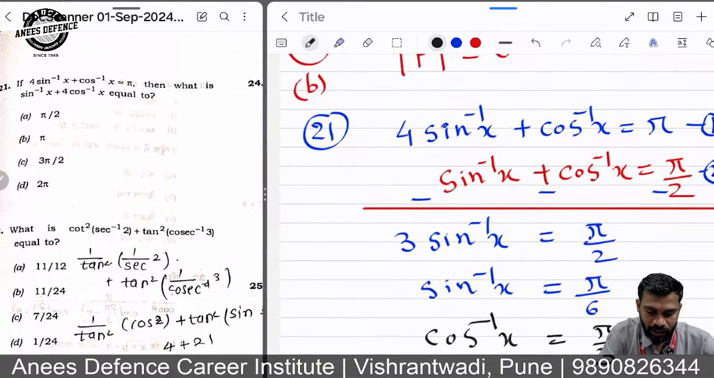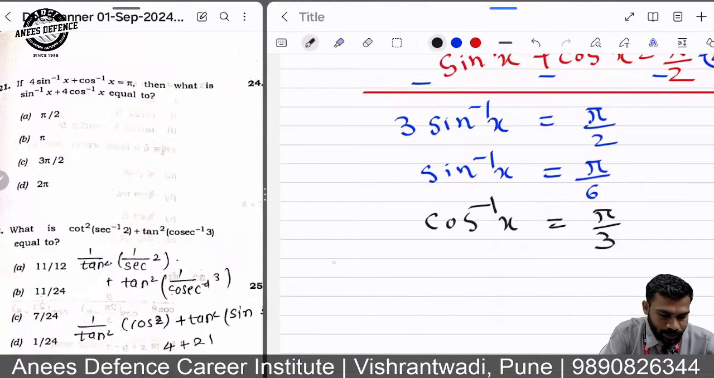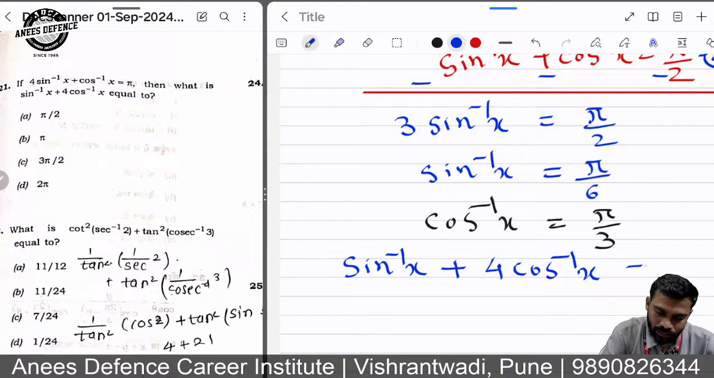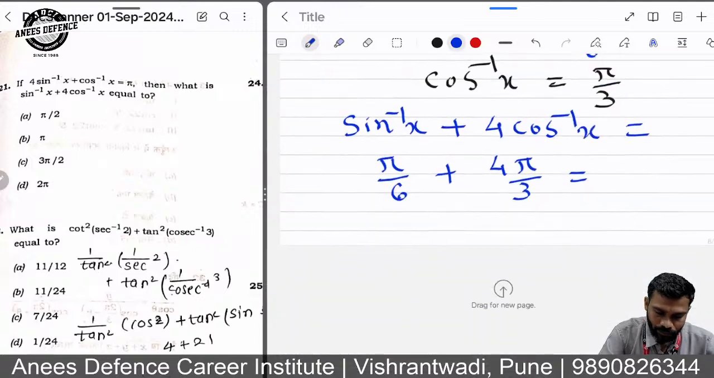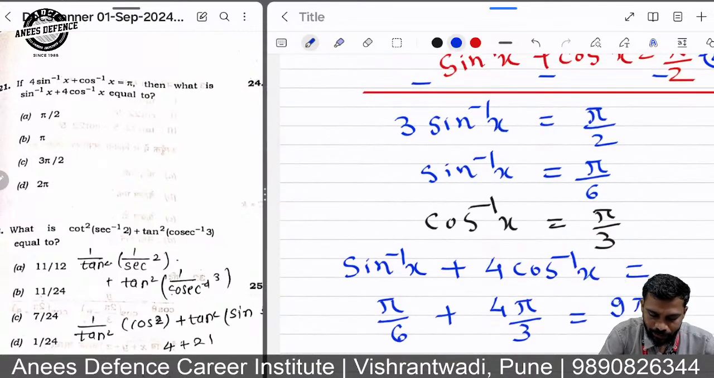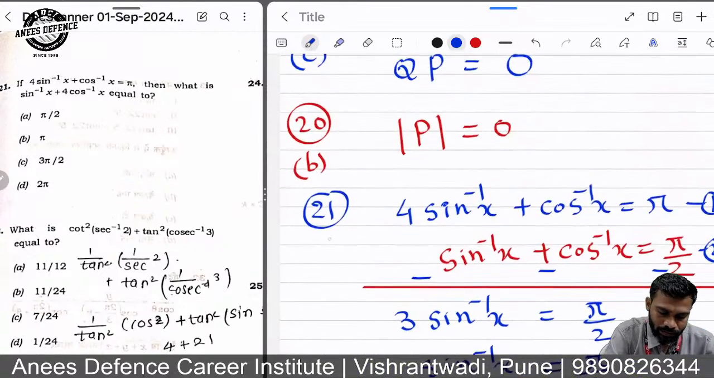Now just put the values of sine inverse x and cos inverse x in the expression to be evaluated in the given question. We have to find the value of sine inverse x plus 4 cos inverse x, so that will be equal to pi by 6 plus 4 pi by 3. That gives 9 pi by 6 if you simplify, which is equal to 3 pi by 2. So C is the right answer for this.